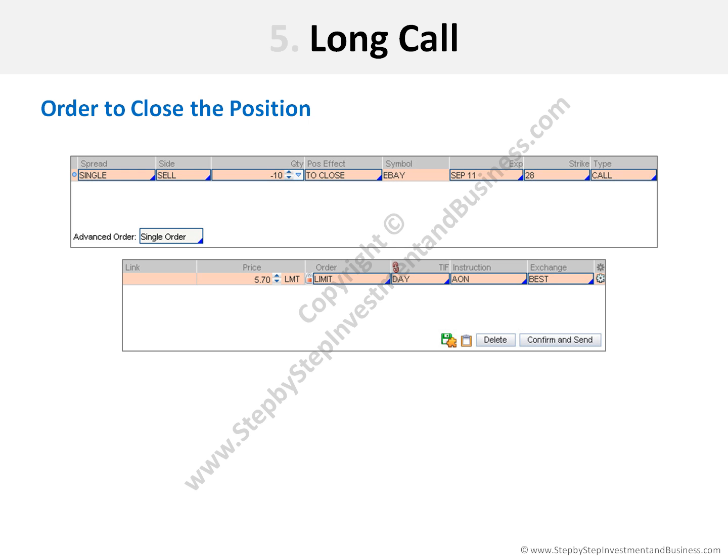In the same way as for the order to open the position, in the Time in Force column, we select the option Day. In the Instruction column, we select the specification All or None, and in the Exchange column, we select the option Best.